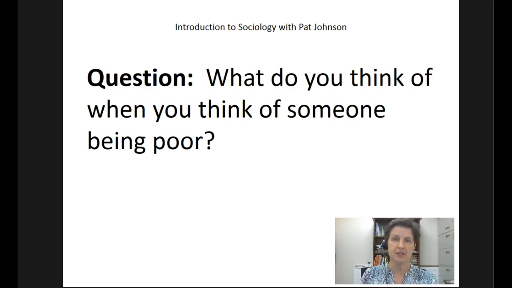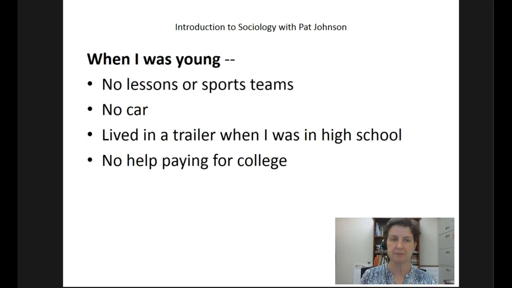One of my students asked me if I was poor when I was a child, and I had to think about it, and my answer was I didn't think about myself as being poor, but I did think of myself as not having some of the stuff that my peers took for granted. When I was young, my parents did not allow me to take any lessons or be involved in sports because there wasn't room in their budget for the fees or the uniforms that were involved.